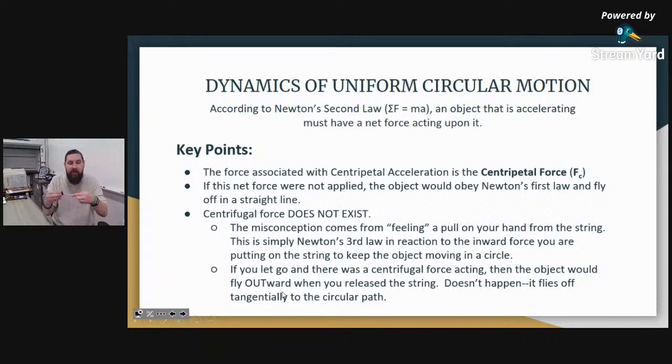What we see is it flying off in a straight line that is tangential to the circular path. So the fact that if I have this in circular motion and I let go of the string, it's going to move off in a straight line that is tangential and not outwards means there's no outward force acting on it. What we have is a tension force in that string that is counteracting the pull of my hand and the force that my hand is exerting to keep it in circular motion. So no such thing as centrifugal force.